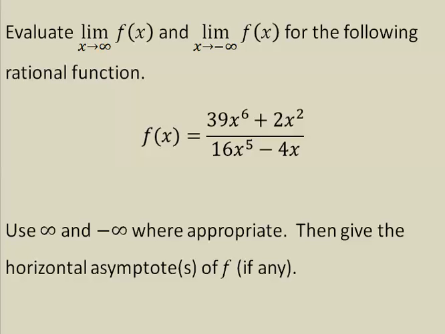2.5.25. In this problem we have a rational function, polynomial over polynomial, and we're asking what is the end behavior of the function. What happens as x gets very, very positive? What happens as x gets very, very negative? Are there any horizontal asymptotes?